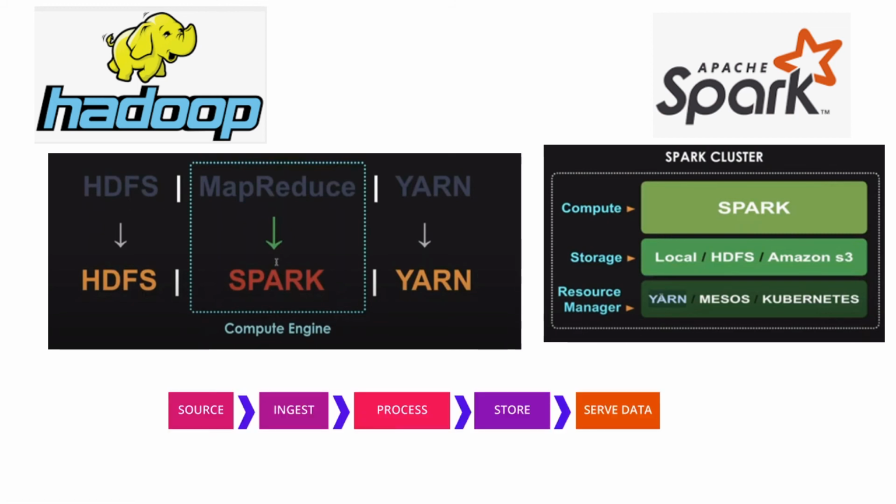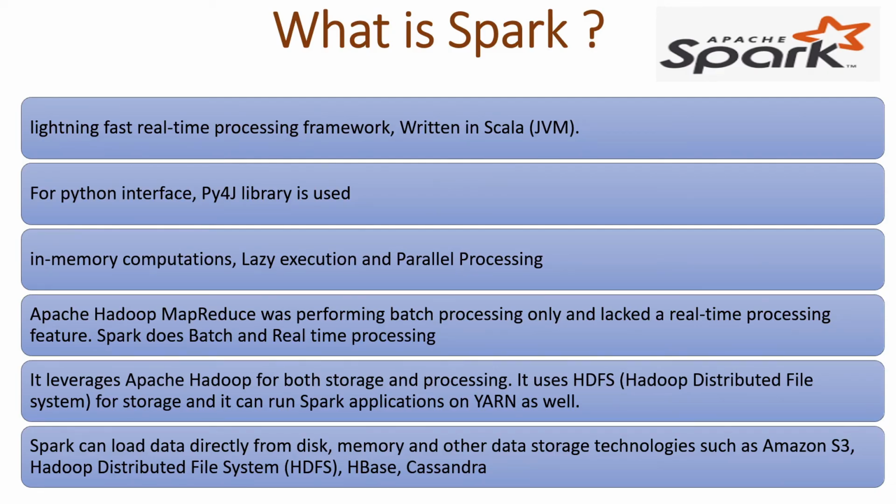Okay, what is Spark? It's a fast, real-time processing framework. When I say framework, it's a platform for developing software applications, written in Scala. I have already told you. For the Python interface, the Py4j library is used. By using the Py4j library, Apache Spark provides an interface for Python developers.